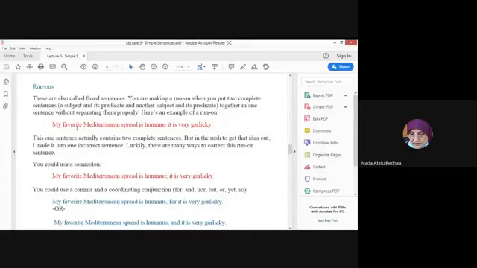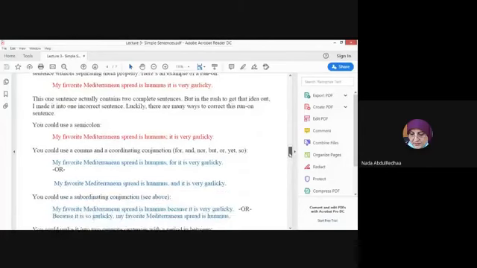Now we have this one. My favorite Mediterranean spread is hummus, and it's very crunchy. So in this example, they should be in two separated sentences. And you can make it in the following ways.